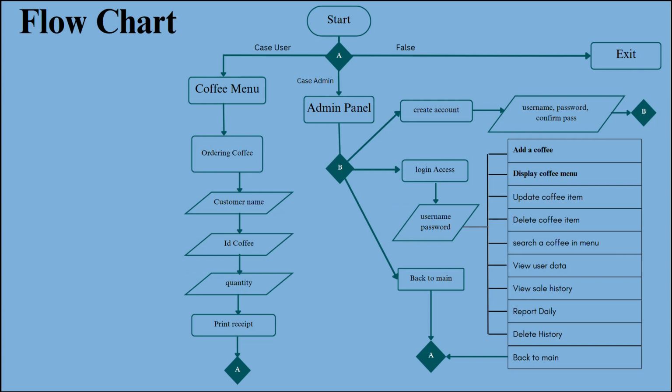If the username and password are correct, it will go to the system that shows 10 options. They are add coffee, display coffee menu, update coffee item, delete coffee item, search coffee, view user data, view sales history, report daily, and delete history. Then the last one, back to admin. Back to admin means it goes to part A again. So this is the process of the flowchart. So now we go to demo.